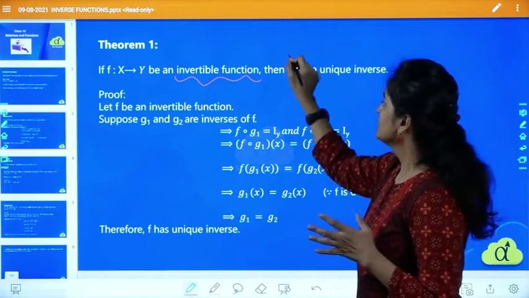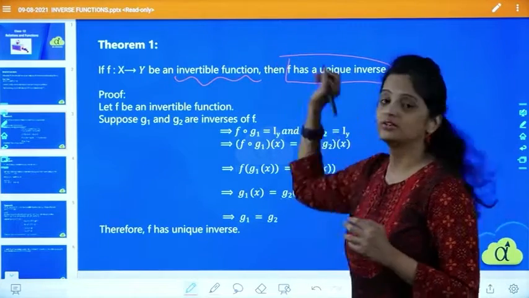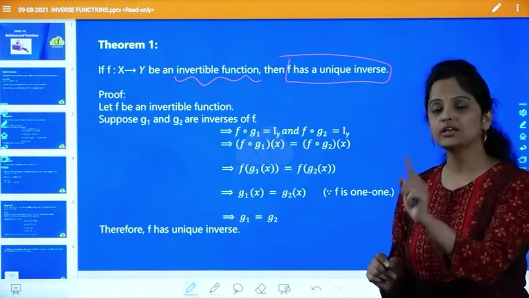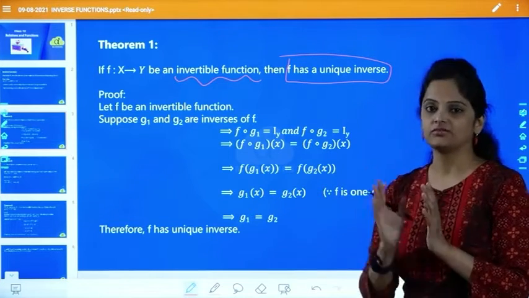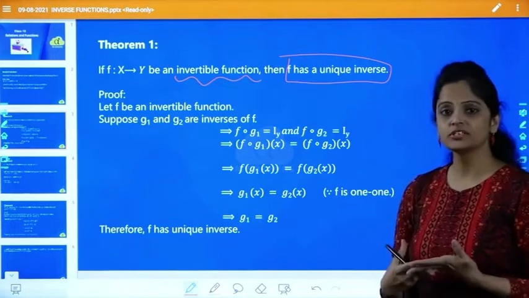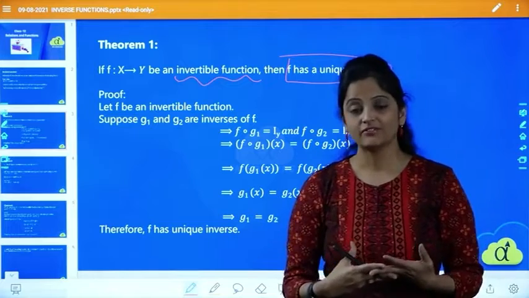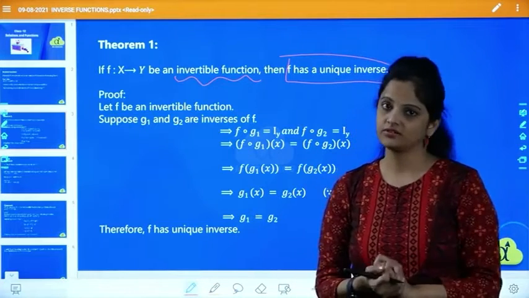Then f has a unique inverse. There will be only one inverse for one function. One function, only one inverse will be there. So if I have to prove this, what will I do? I will consider 2 inverses.